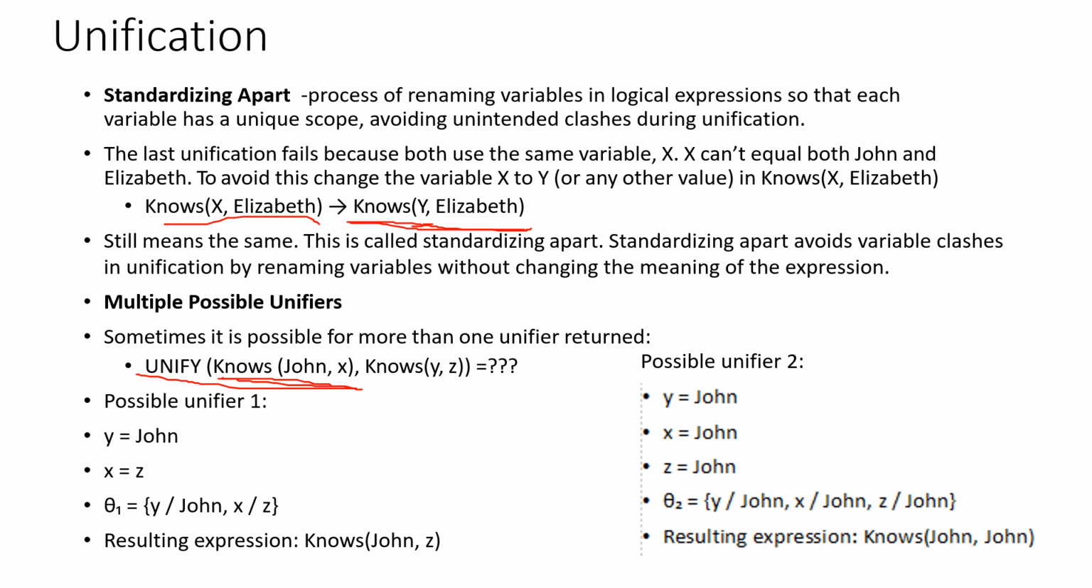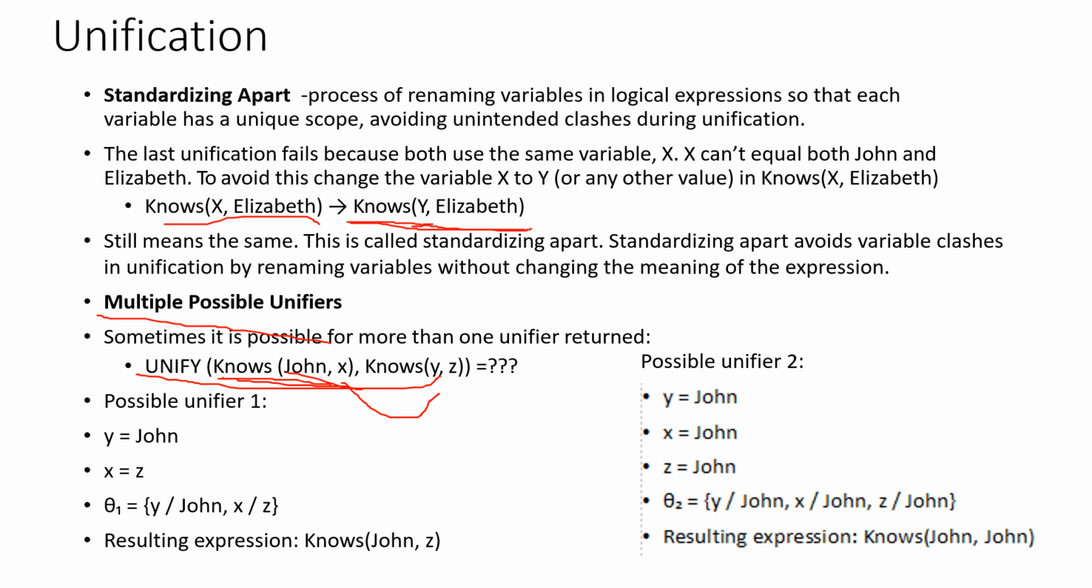And in some cases, there are multiple possible unifiers. That means in some cases, more than one unifier can satisfy the condition. Here you can see in the example, unify Knows(John, x) and Knows(y, z). So this is the example. The first unifier: y can be John and x can be z. So the unifier theta 1 equals y/John and x/z.